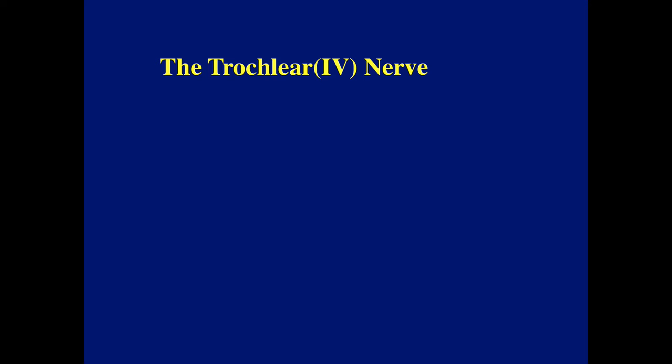The trochlear nerve is a very small diameter nerve that innervates a single muscle, the superior oblique muscle.